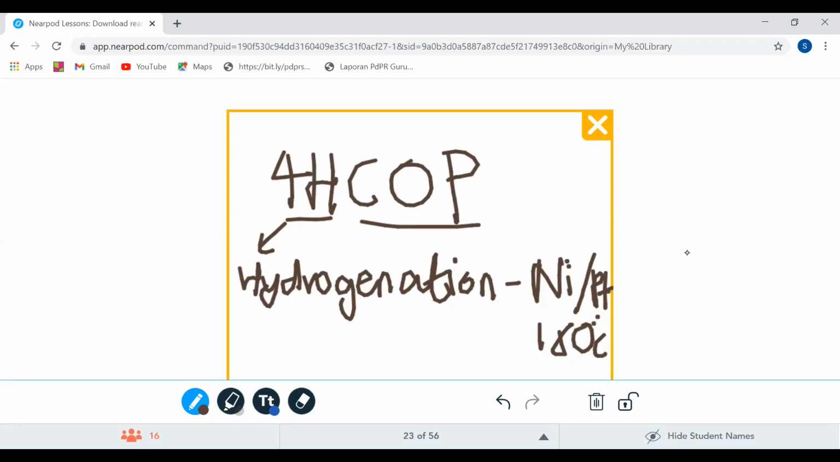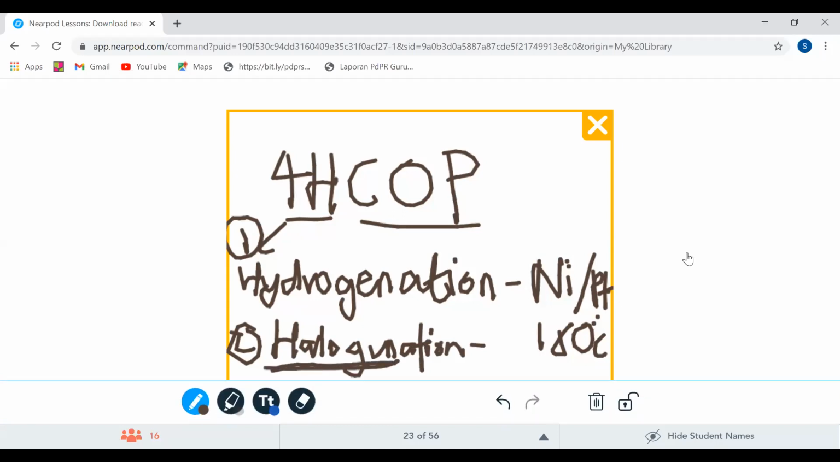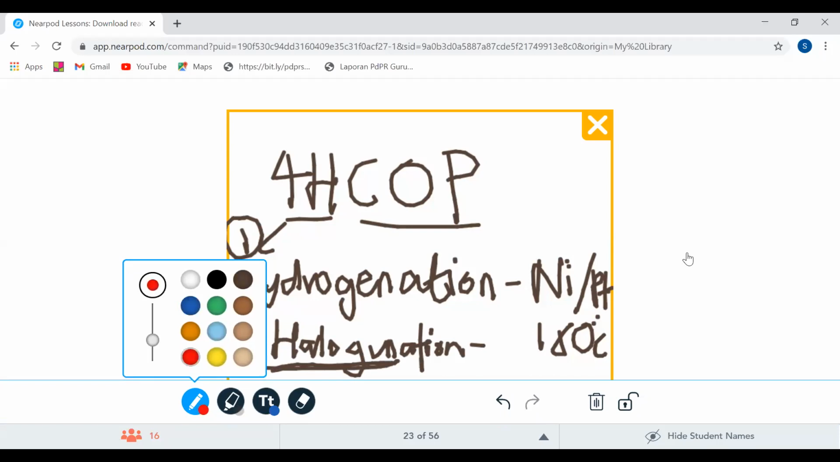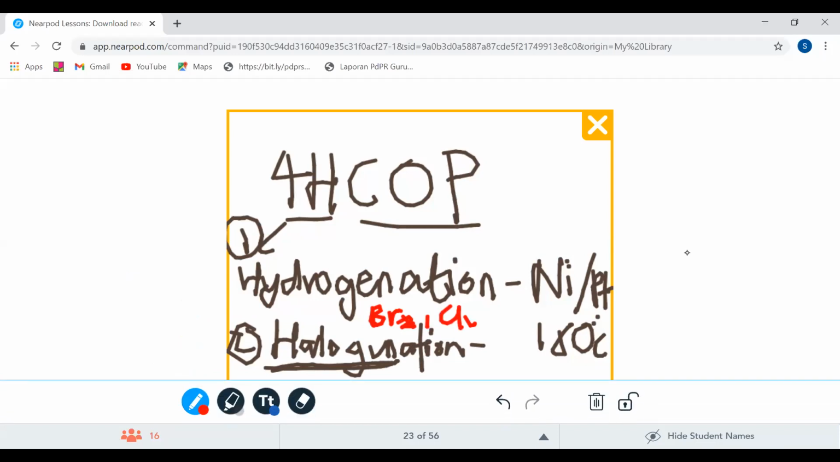Okay, so hydrogenation is one. What's my second H? Halogenation. I taught you this last week. What am I adding? I'm adding halogens. What are halogens? Group 17. Very good. I'm usually adding bromine and chlorine. Do I have any temperature? I don't have any temperature at all.